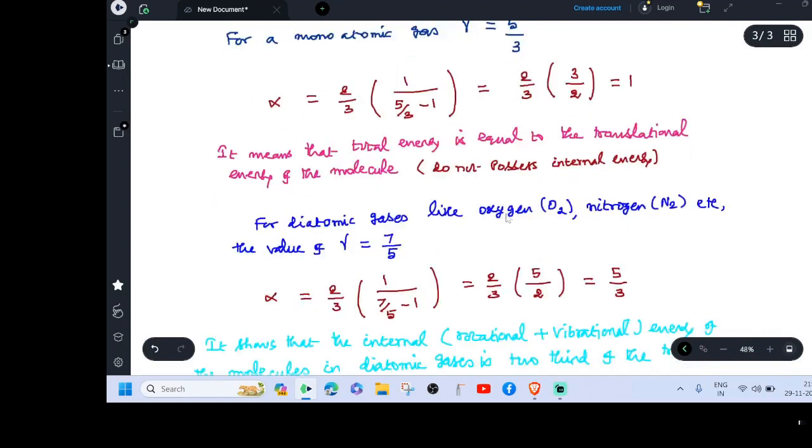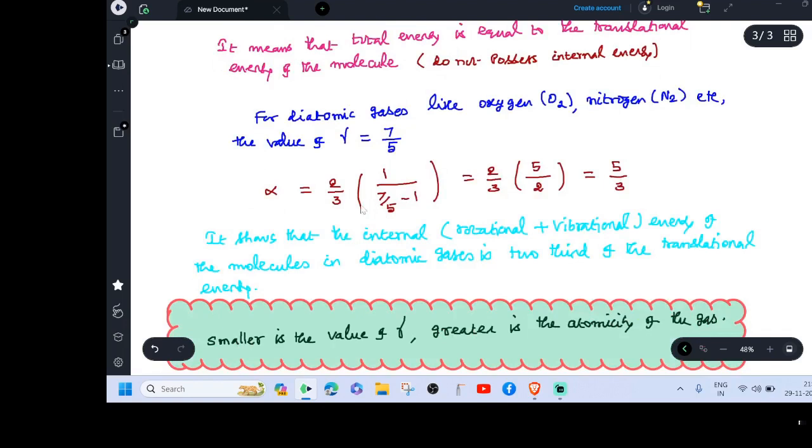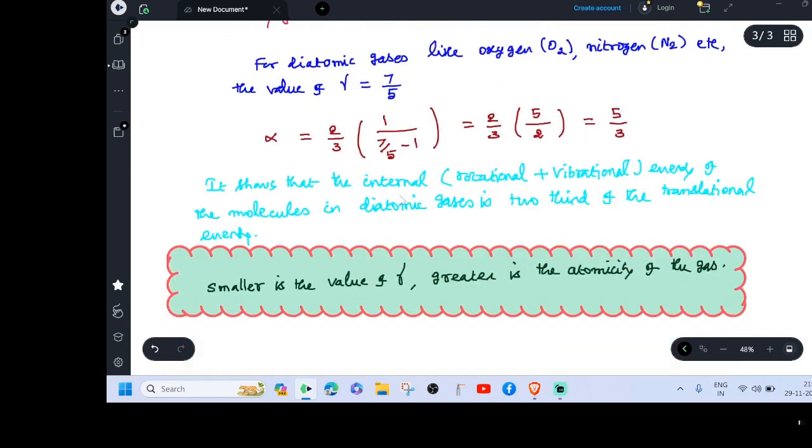For diatomic gases like oxygen, nitrogen, etc., the value of gamma is 7 by 5. Therefore, the value of alpha is 5 by 3. It shows that the internal energy of the molecules in diatomic gases is 2/3 of the translation energy. Smaller the value of gamma, greater is the atomicity of the gas.